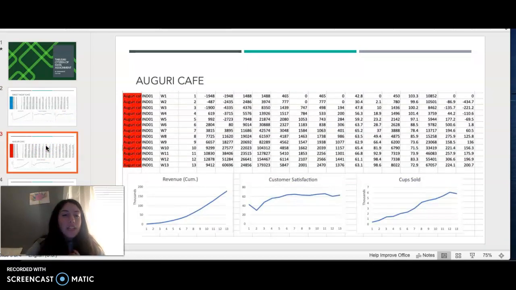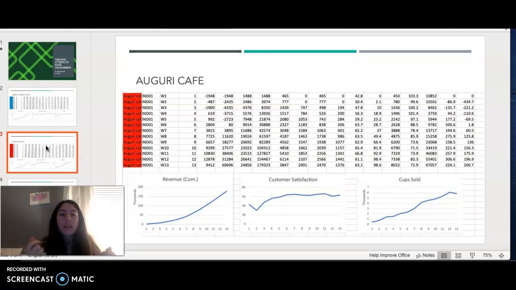For Aguari, I don't know why I picked this cafe. I thought the name was so interesting, so I was like, why not? Their revenue is increasing just like Sweet Night Cafe, but it started increasing later, and it kept increasing. Customer satisfaction was kind of weird. It seemed like they had a good start and then something happened and they dropped off, which makes me wonder what happened there.